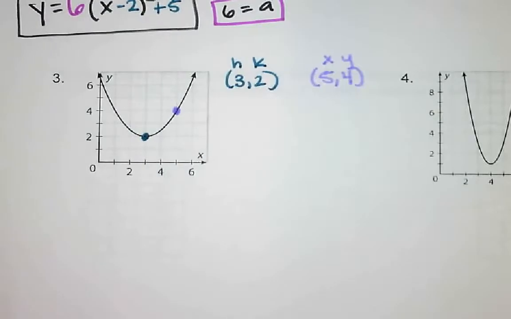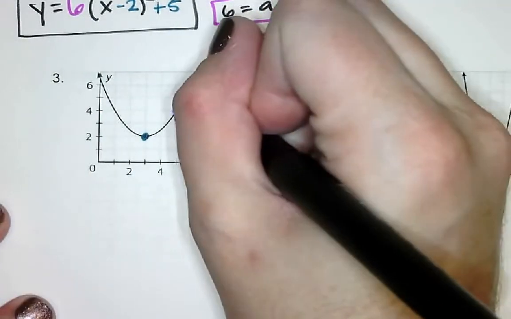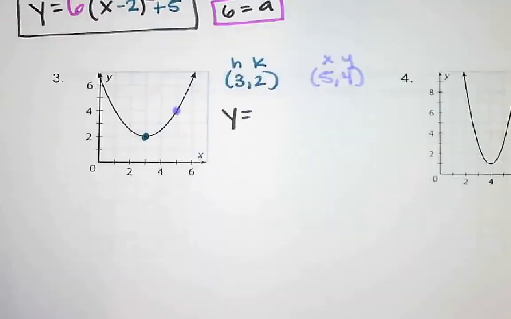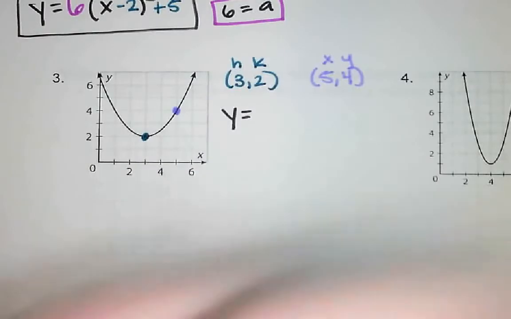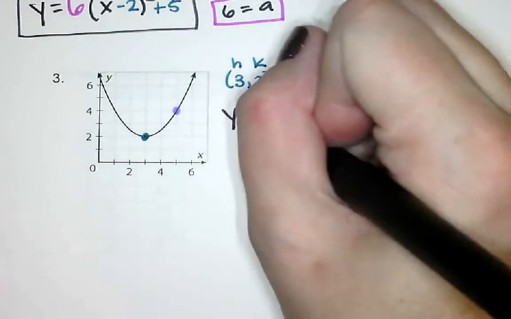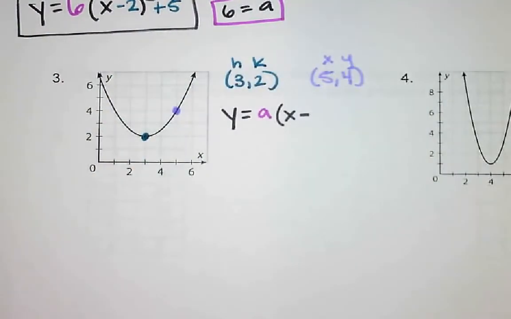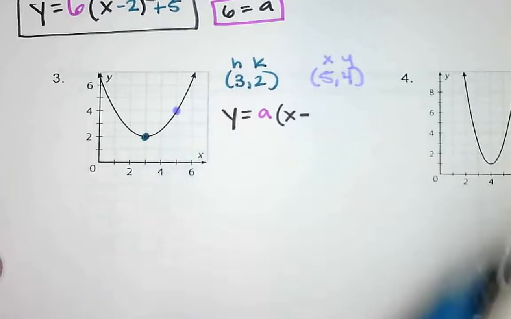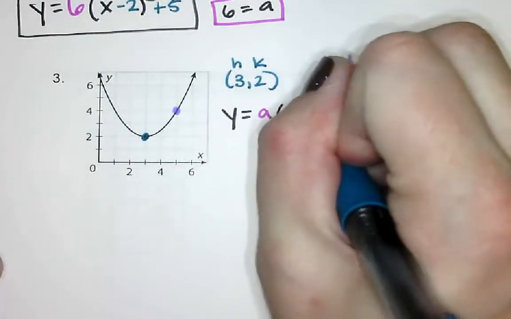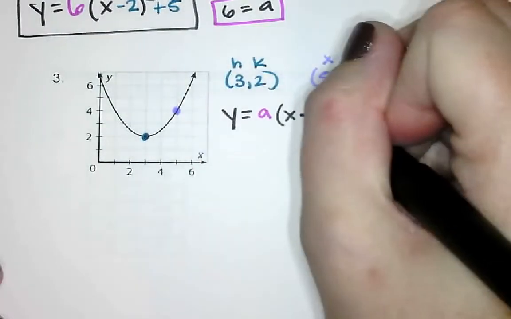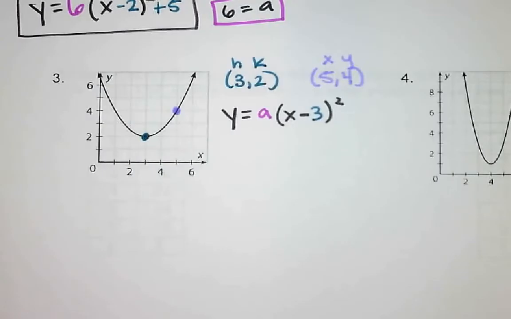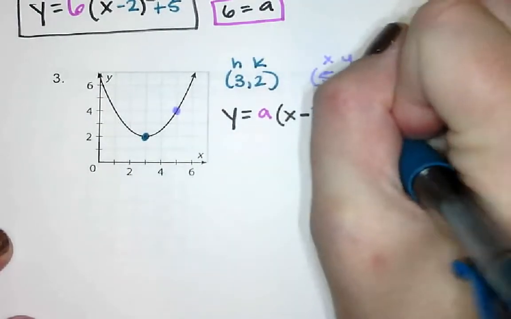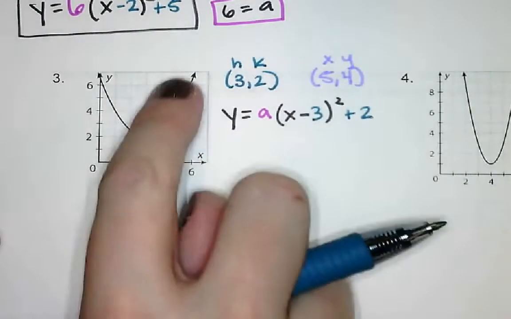All right? So then we're going to go here. I'm going to plug in just my h and my k first. You don't have to do that. I guess you could plug them all in on the same step. So y equals a parentheses x minus my h value, which is 3, and then squared. And then we're going to go ahead and add a 2. Are y'all good with that? Because that's my h and my k.